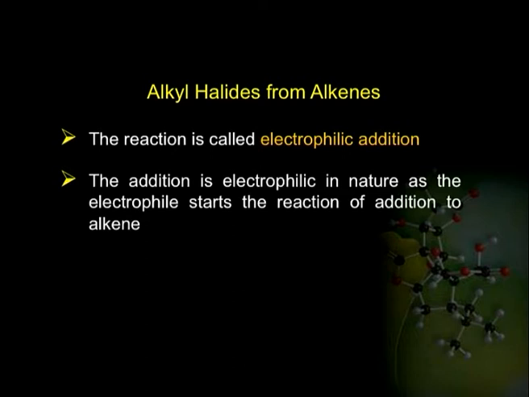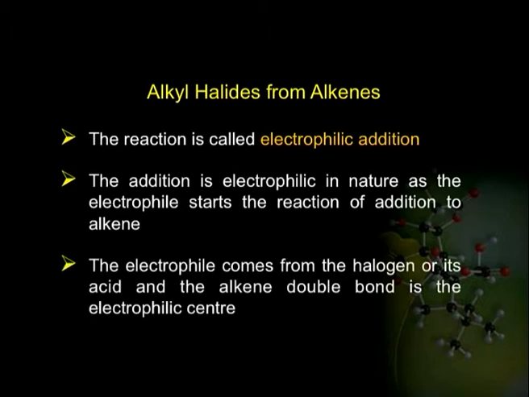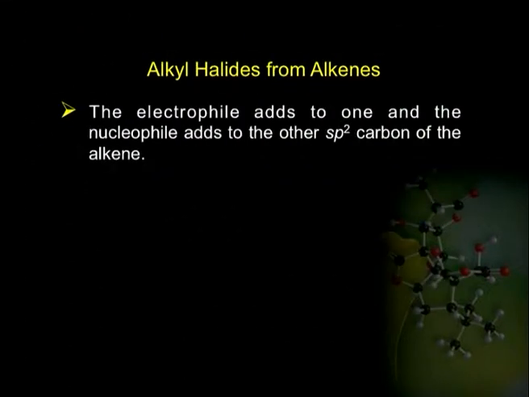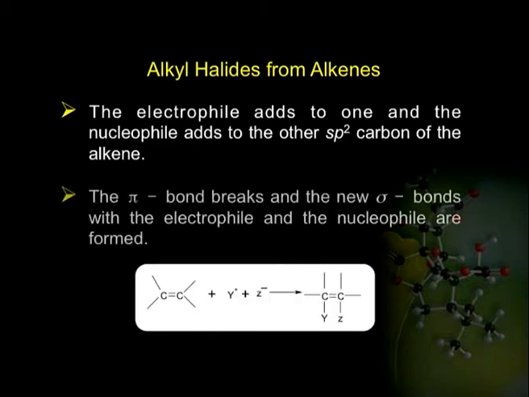The electrophile starts the reaction of addition to the alkene, and in this reaction the electrophile comes from the halogen or its acid, and the alkene double bond is the electrophilic center. So, the electrophile adds to one and the nucleophile adds to the other sp2 carbon of the alkene. This can be understood by seeing this reaction.